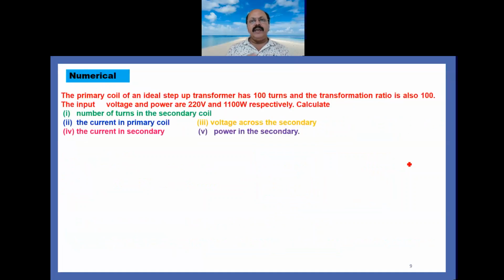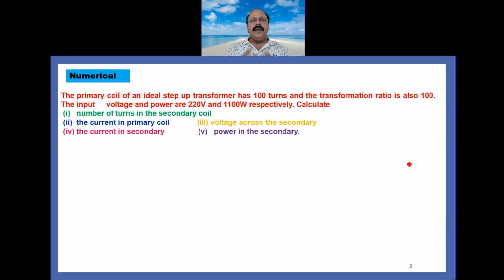Now we take one numerical. Whatever concepts you have learned, you apply here; all the concepts will apply in this numerical. So the numerical is here. The primary coil of an ideal step up transformer has 100 turns and transformation ratio is also 100. The input voltage and power are 220 volt and 1100 watt respectively. Calculate. First part, number of turns in the secondary coil.